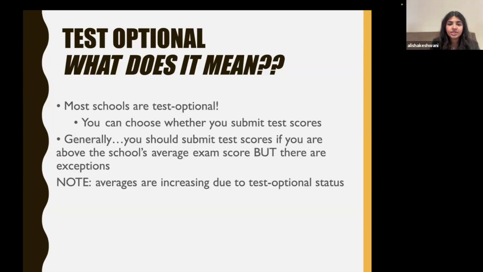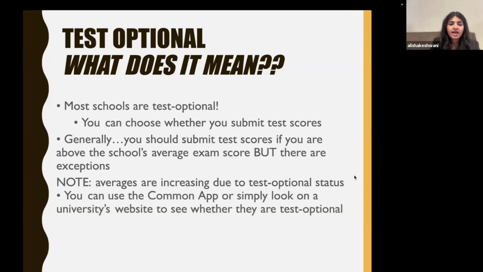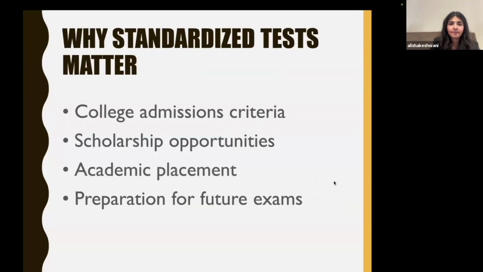But I think it's definitely still really important to submit it, because even if you have an average score or you're towards the lower end of their average range, I think it's still a good idea to submit it, especially if you have really good extracurriculars and other activities to shape your application as well. And this is what I was saying earlier. You can use the Common App or look at the university website to see if they're test optional or not, as well as what their average exam score range is for both the ACT and the SAT.